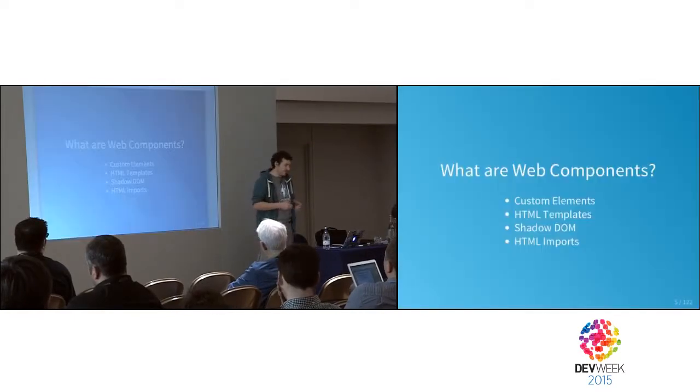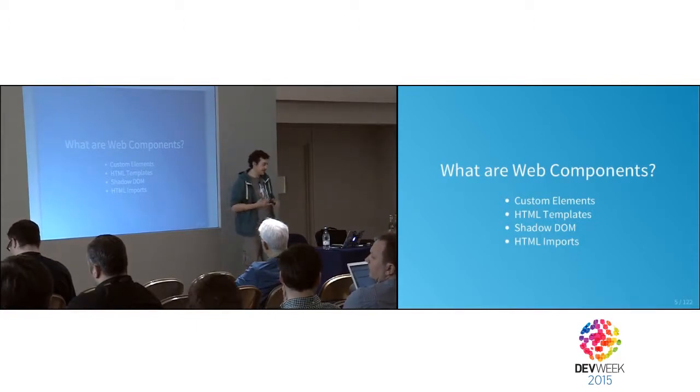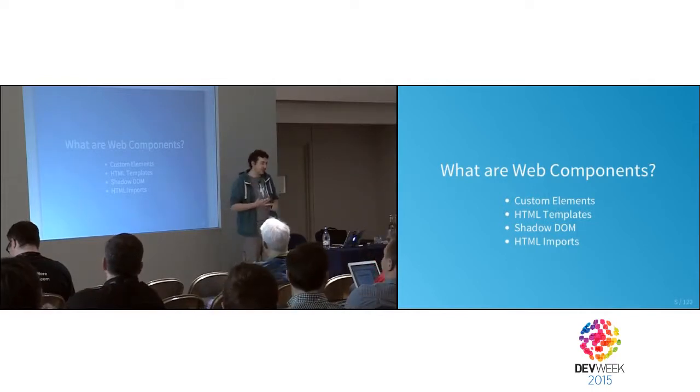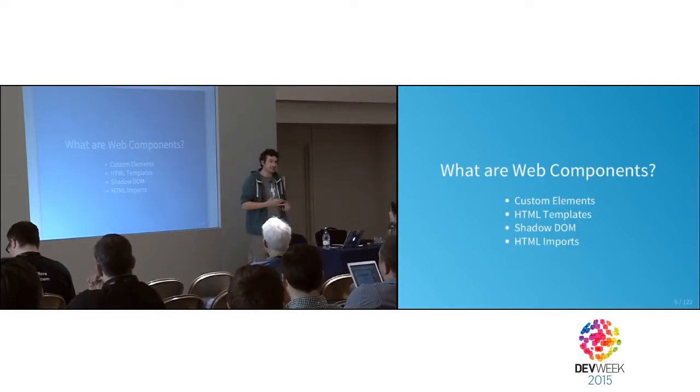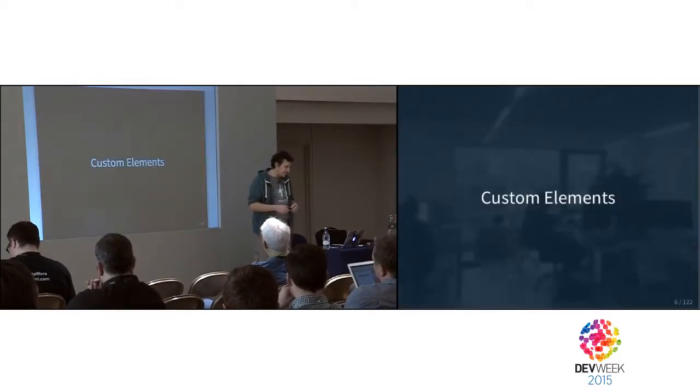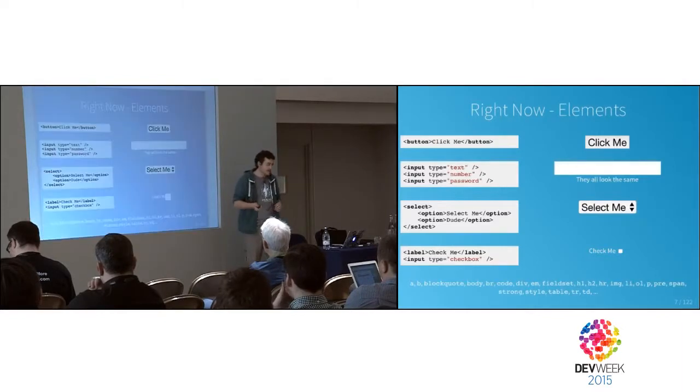So firstly, what are web components? It's broken down into 4 different parts. There are custom elements, which I think specifically are the most interesting. But then within custom elements, you get to use HTML templates. We've all used some sort of templating functionality before on the web, the shadow DOM, and HTML imports. So firstly, we'll cover custom elements.